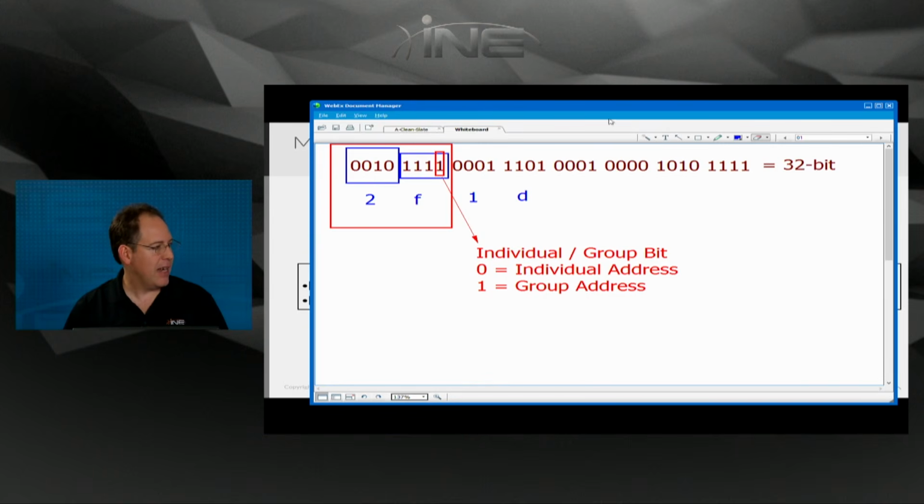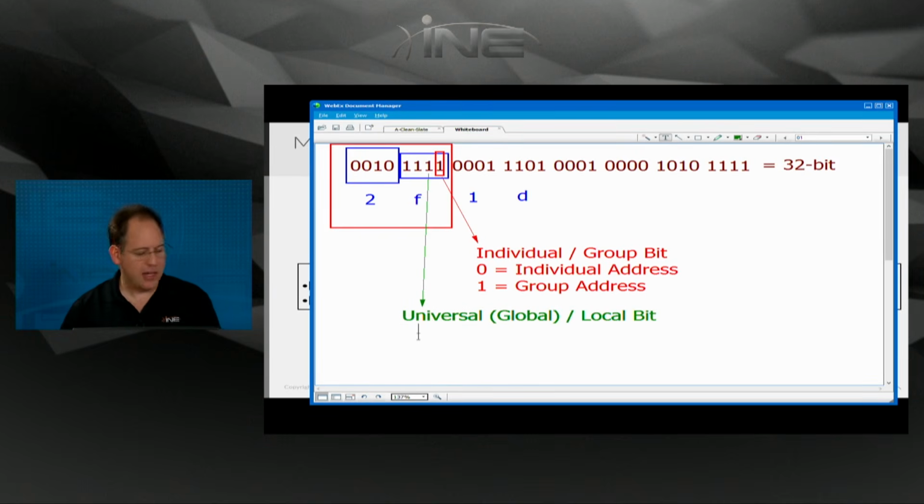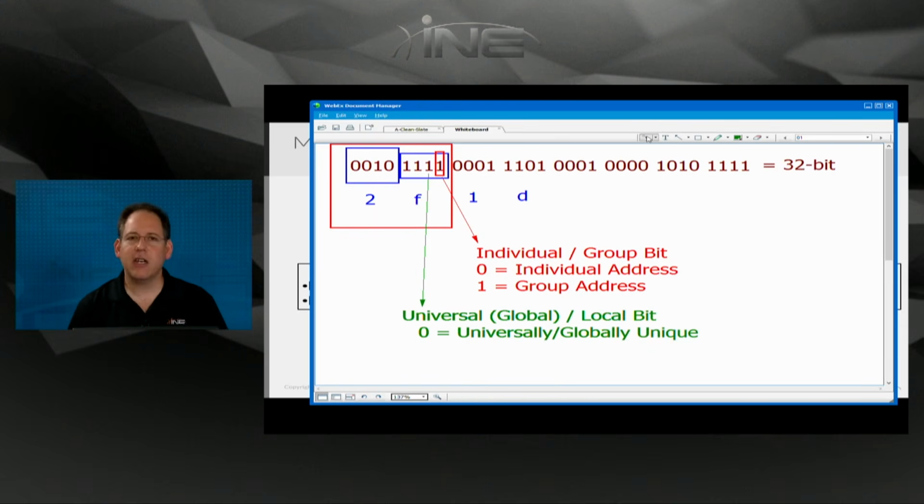Now, in addition to that, the bit right next to it, right here, also has a special significance. That's called the universal or global local bit. If that is a 0, that means this address is universally, globally unique. That means nobody else in the entire world should have that MAC address. It belongs to you. It is yours.